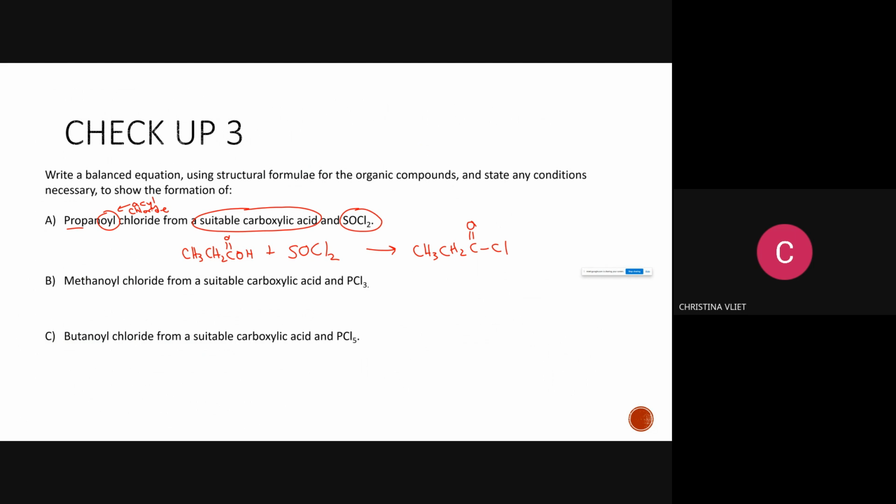And then if you want to practice byproducts, remember this is the major organic product. So that's what we're primarily typically looking for, is the major organic product. But if you wanted the byproducts, they would be SO2 and HCl.